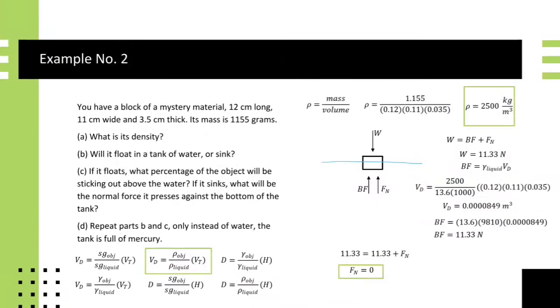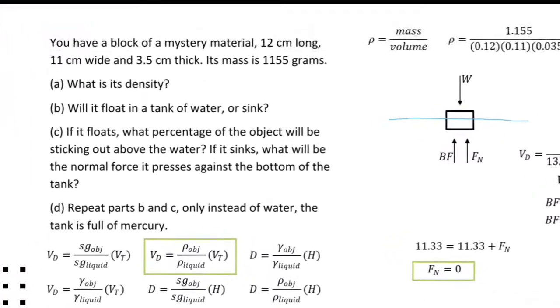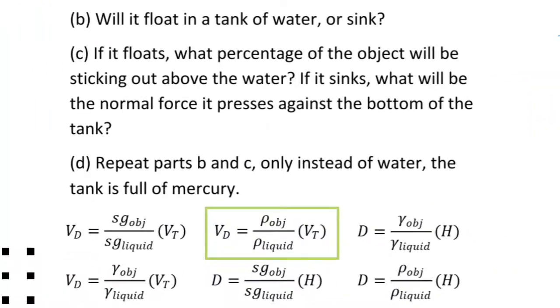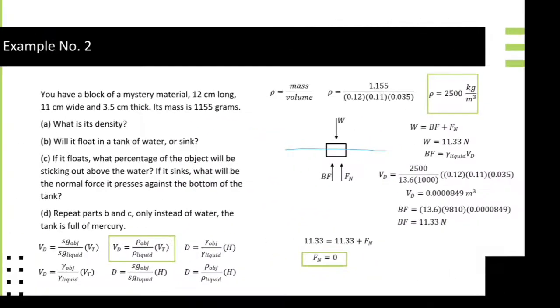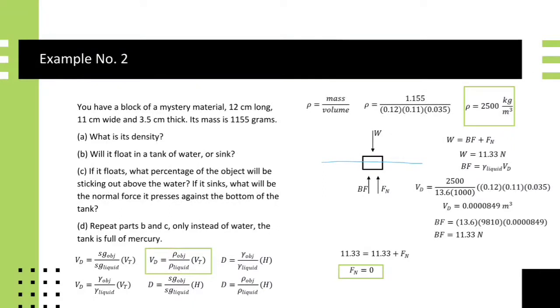So, since dito sa problem na to, ang given na is yung density, ito na yung gagamitin natin: VD is equal to density of object over density of liquid times VT. So, VD is equal to density of object is 2,500, then 13.6 times 1,000 ang density ng liquid. Multiply mo yon sa ating volume total nung block, which is 0.12 times 0.11 times 0.035. That will give you an answer of 0.0000849. Yan ang ating volume draft.